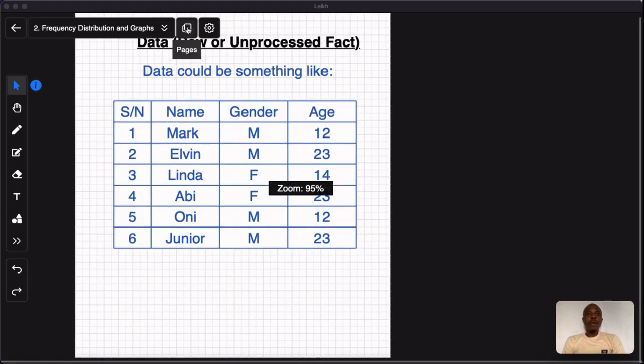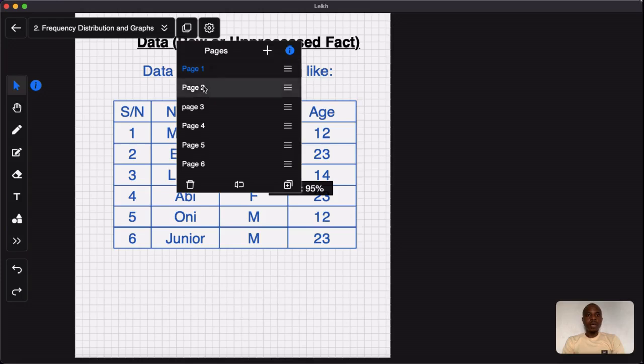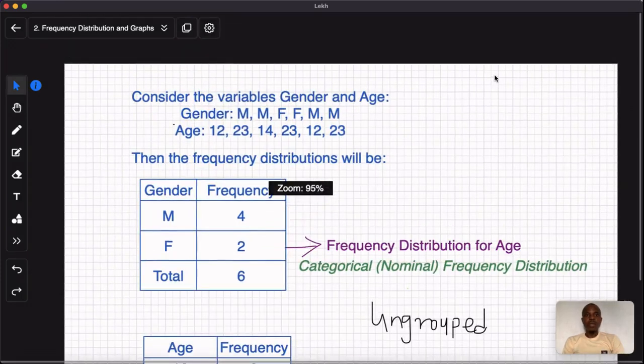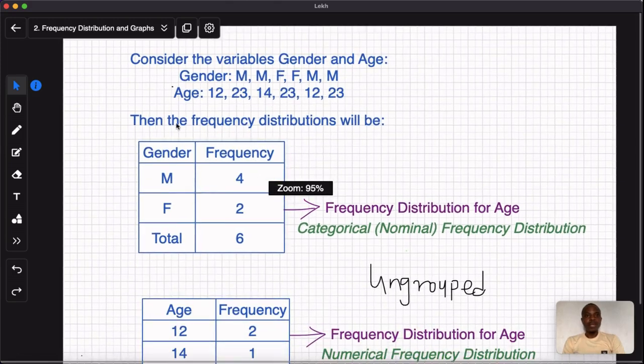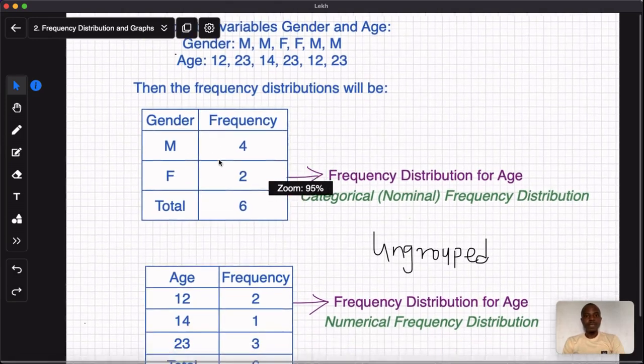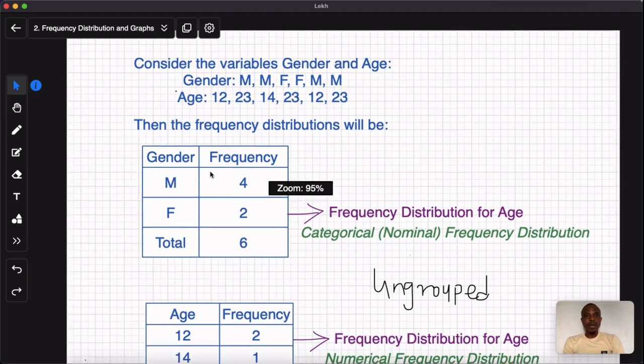Now, when you have something like this, you could take the variables one by one. For instance, you may take gender: male, male, female, female, male, male, or you may take age: 12, 23, 14, 23, 12, 23. Now, if you're taking gender, then we'll have a frequency distribution by doing this. So, like a value, and you check the number of times that it appears.